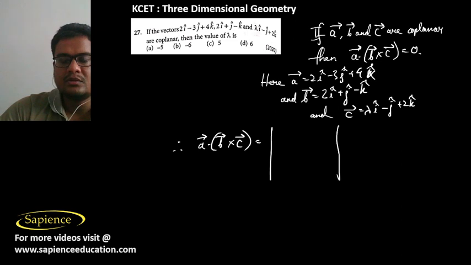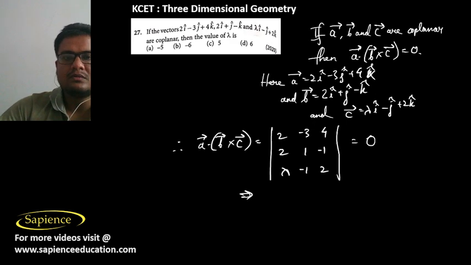So therefore A dot B cross C will be equal to the determinant of, first we write the components of vector A: 2, minus 3, 4, then components of vector B: 2, 1, minus 1, and components of vector C: lambda, minus 1, 2. That should be equal to 0. Therefore we have to find the value of lambda.